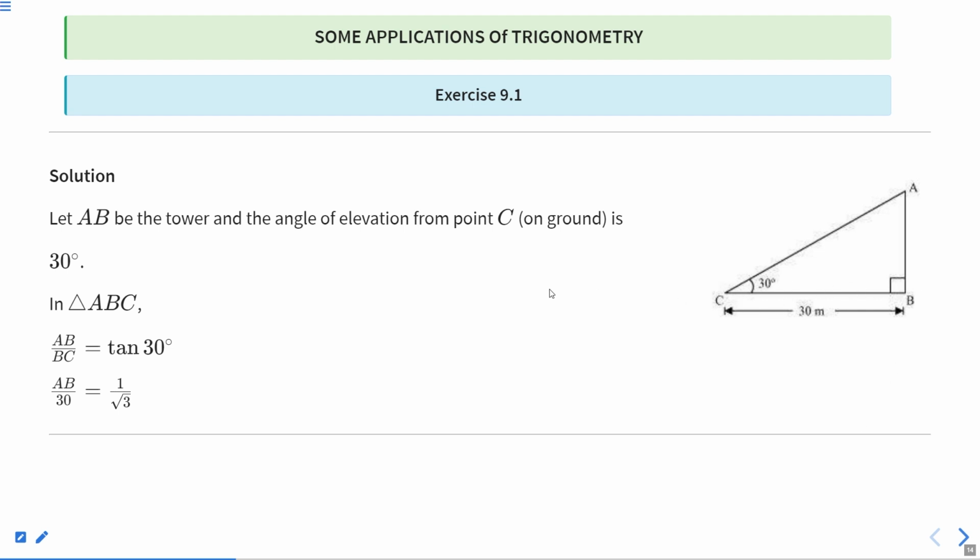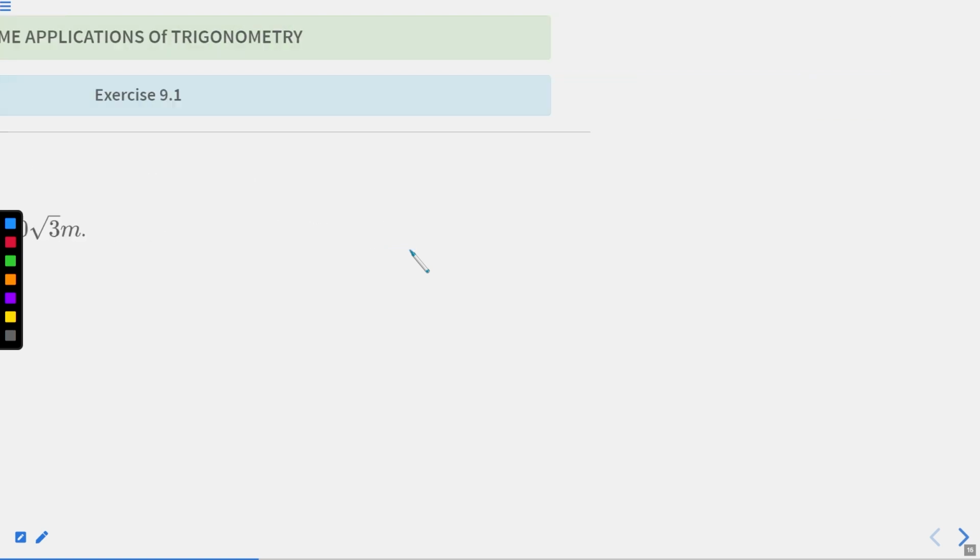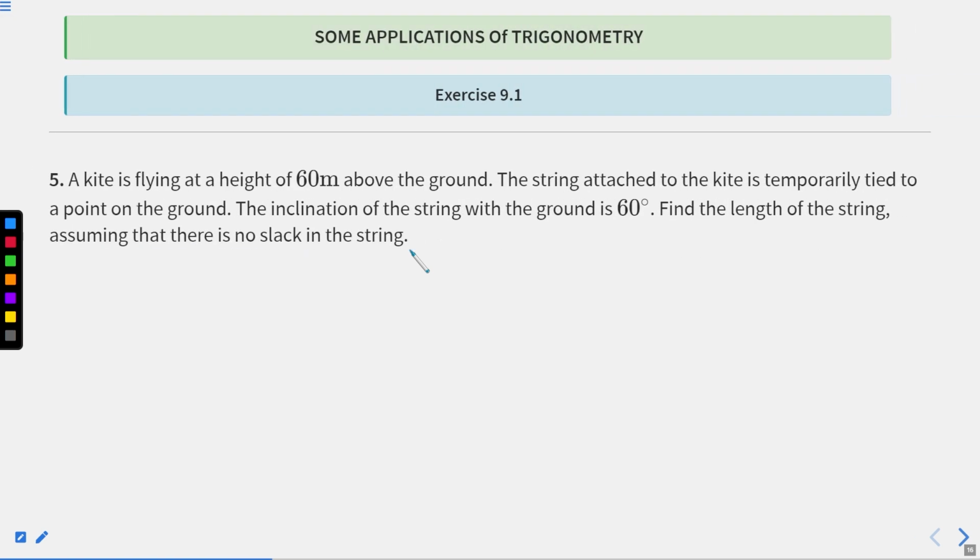So now we can put BC is equal to 30, then AB by 30 is equal to 1 by root 3. Okay, and it implies AB is equal to 30 by root 3, and this is equal to 10 times root 3 meter. Okay, so AB is equal to 10 times root 3 meter, and therefore the height of the tower is 10 times root 3 meter. And now let us see next exercise.